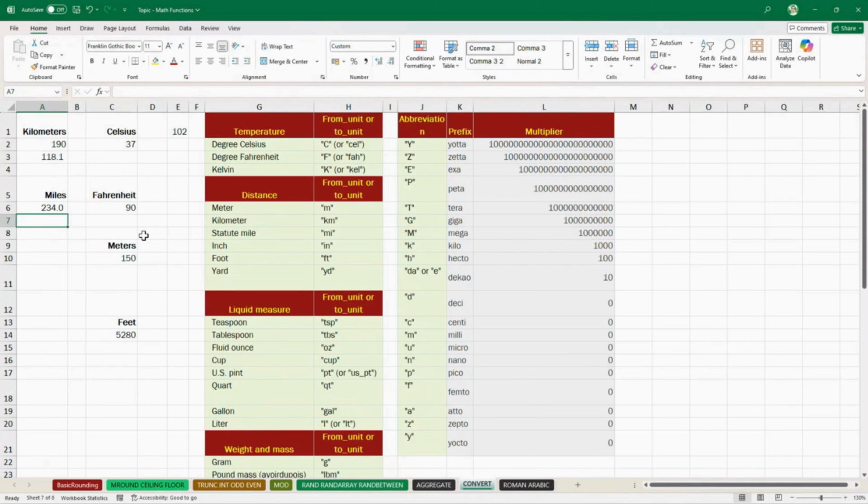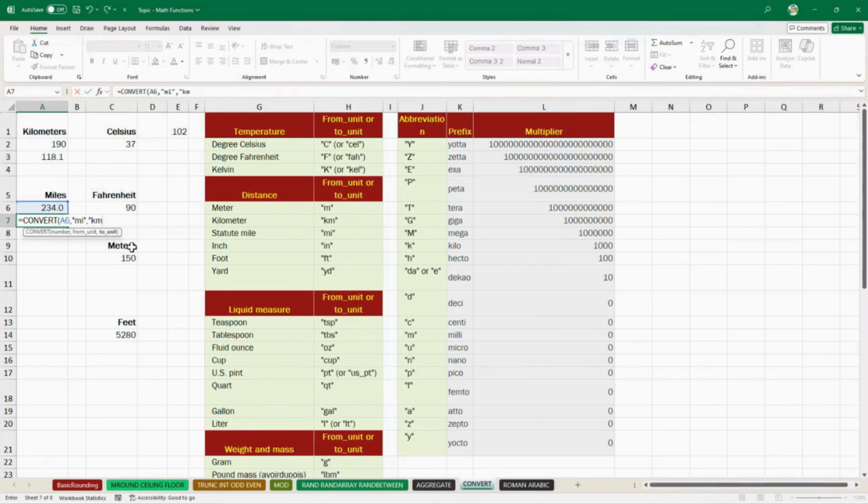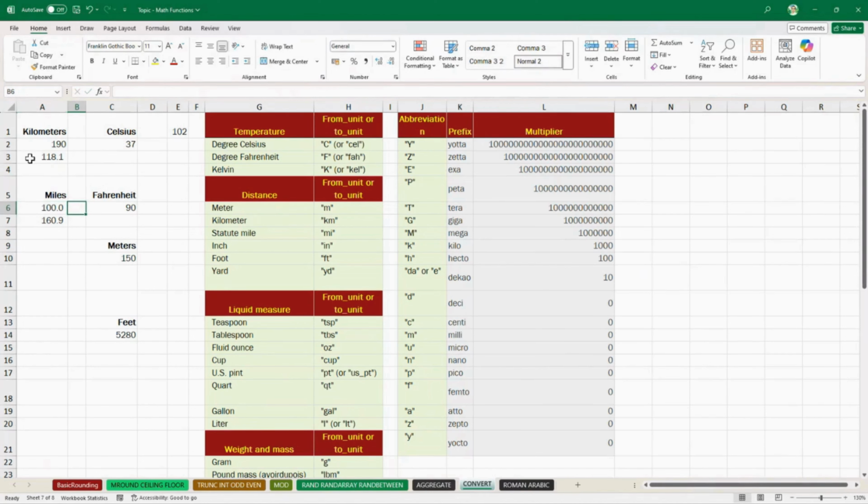Now, you may want to do the reverse as well. So again, convert miles into kilometers, this into statute mile, MI, to km, all small. Press enter, we get an answer here. Now we have 100 miles is equal to 161 kilometers, and 161 kilometers is equal to 100 miles. And you can see that happening.